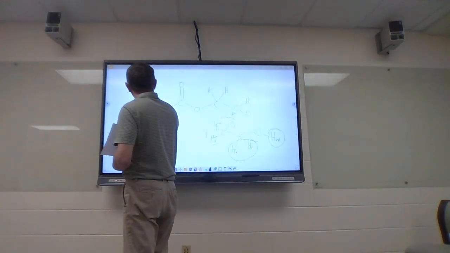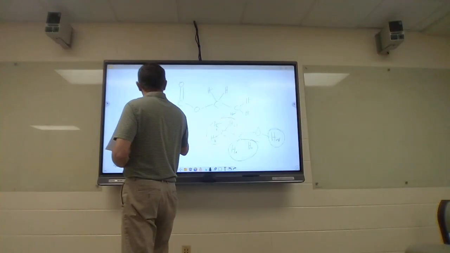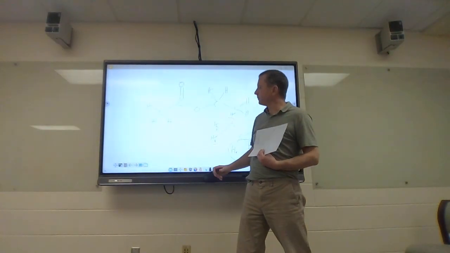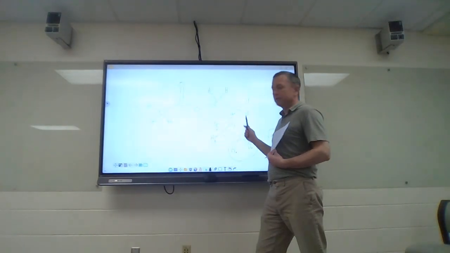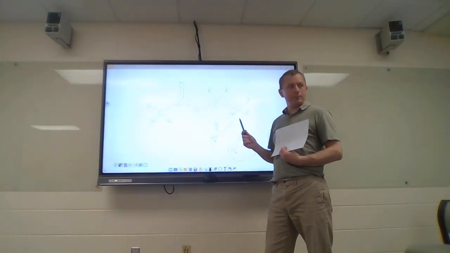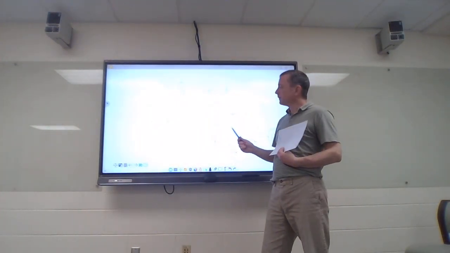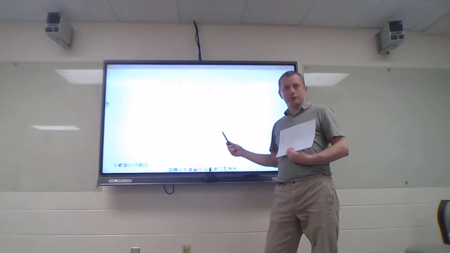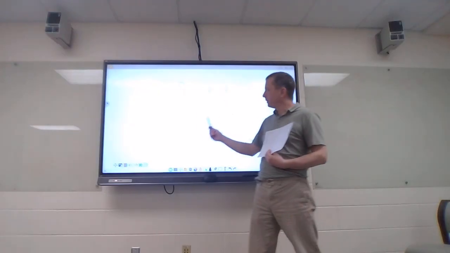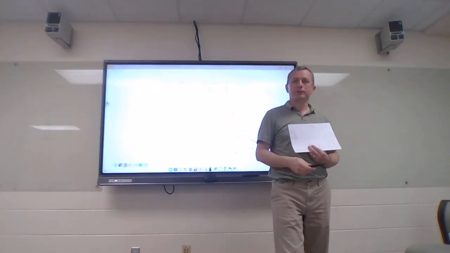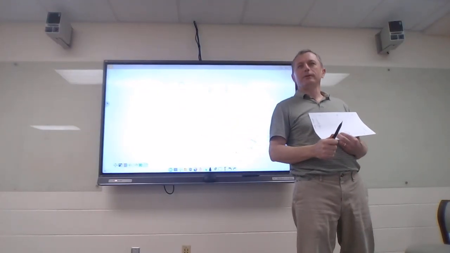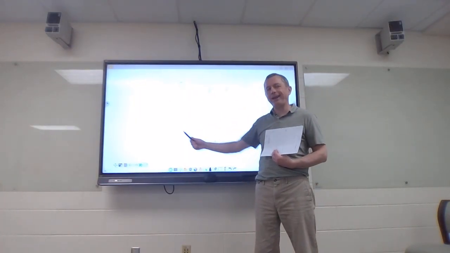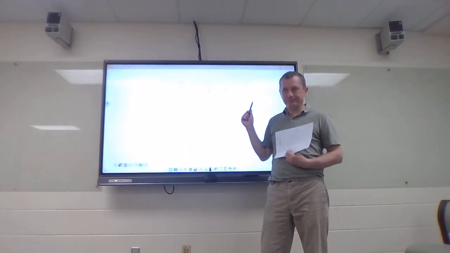So 3 hydrogens on a carbon next to the carbonyl, and add them up. 4 carbons, check in my molecular formula. 8 hydrogens, check on the molecular formula, and 2 oxygens. Boom, got it, right? Just from chemical shift and integration.